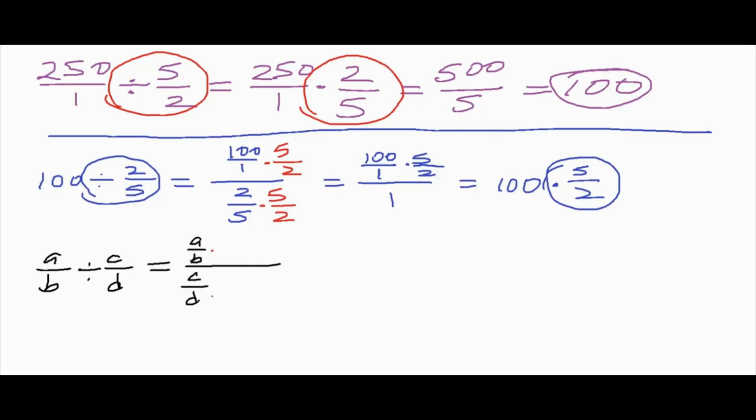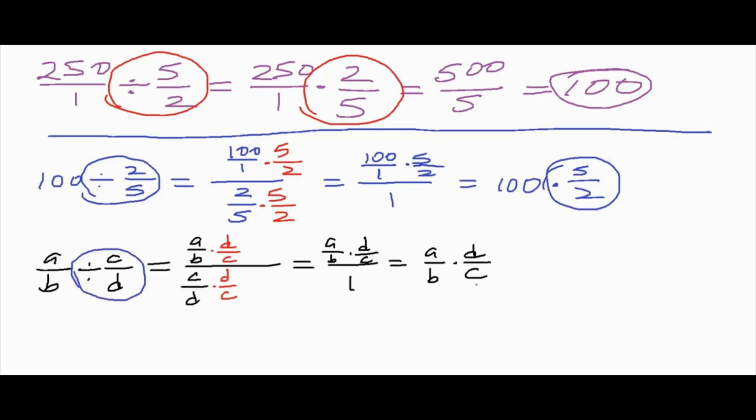So I'm going to write the division as a over b divided by c over d. I'm going to go ahead and multiply the top and bottom by d over c. And we get 1 on the bottom, and on the top we get a over b times d over c. And we have proven that dividing by c over d is the same as multiplying by d over c.